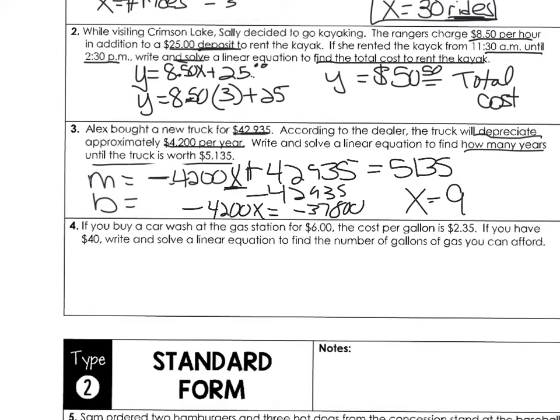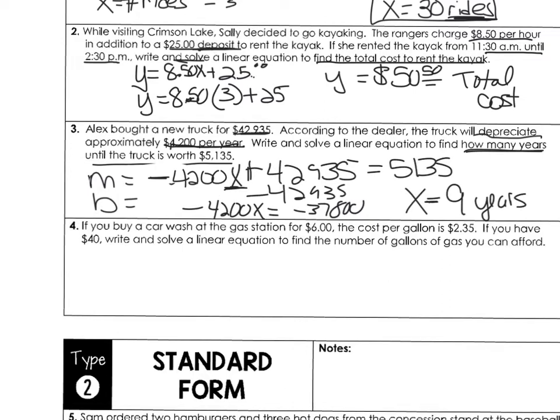All right, so what do you think it's going to be? 9 what? Well, we said how many years, right? So it's 9 years. Because it's 4,200 per year, so X is years.